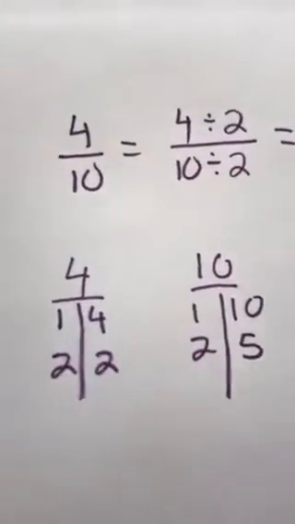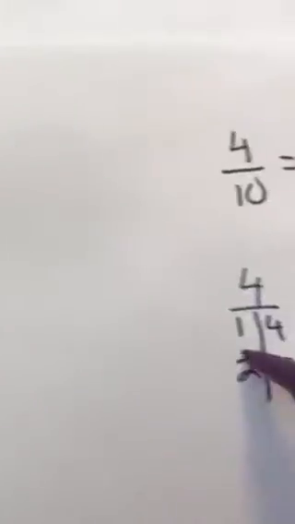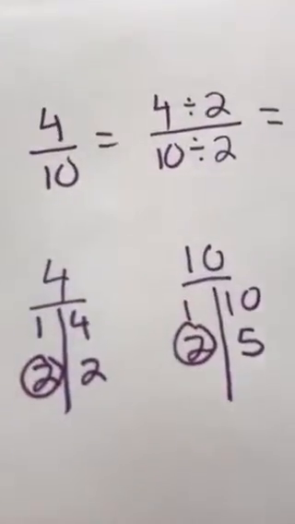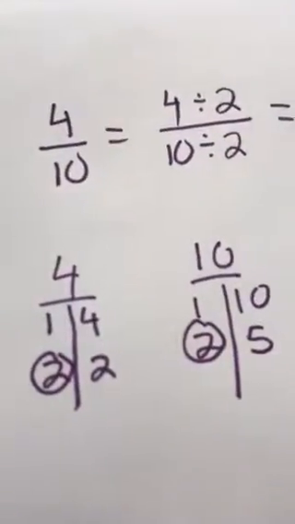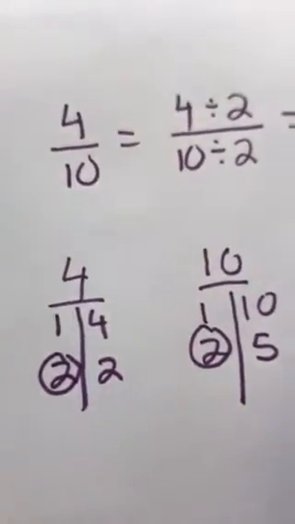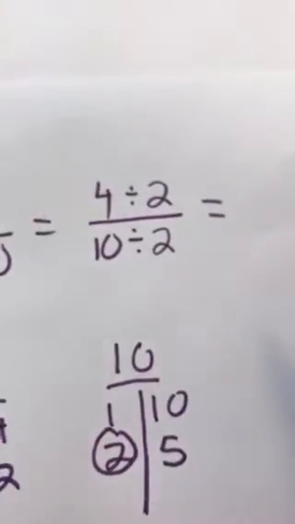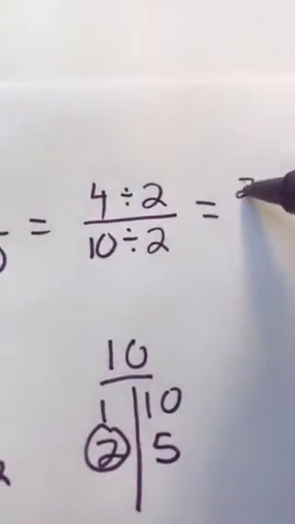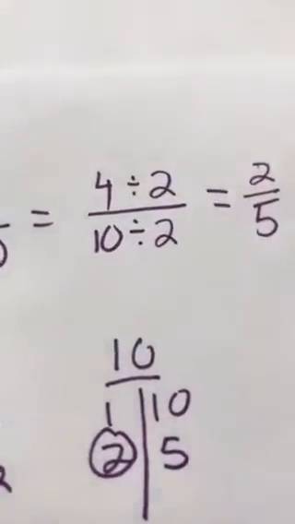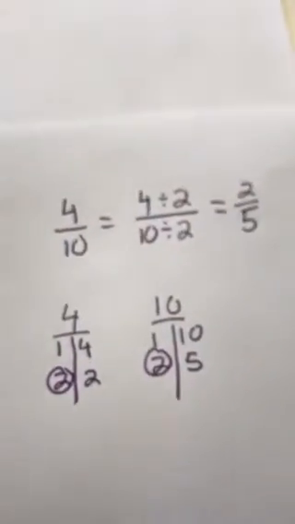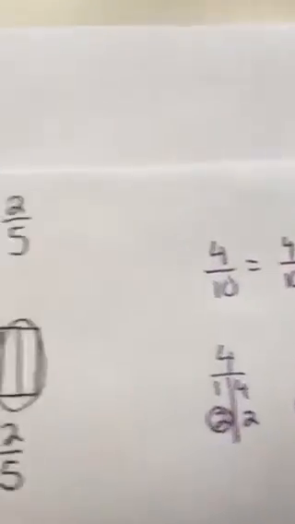Okay. So if you notice, 2 is in both of the factor T-charts, and it is the largest number in both factor T-charts, so it would be a good choice to divide by. So we're going to do 4 divided by 2 over 2, and we're going to get 2 fifths. So that's how you rename fractions using division and using an area model.